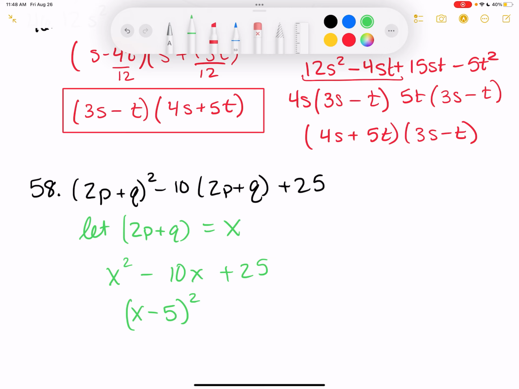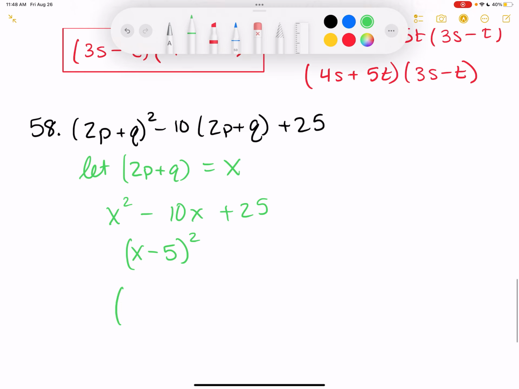So you have x minus 5 squared, but we had replaced 2p plus q with x. So wherever we have an x now, we need to replace it back. So we have 2p plus q minus 5 squared. And done.